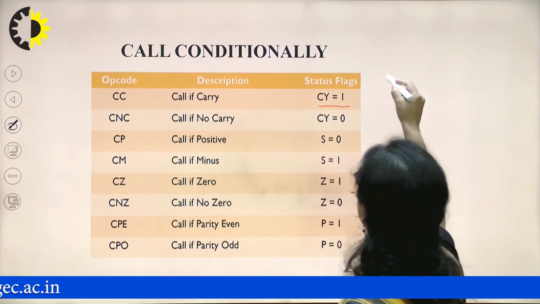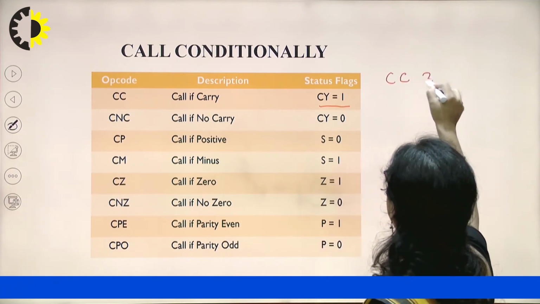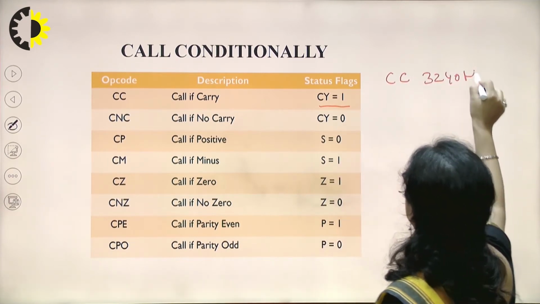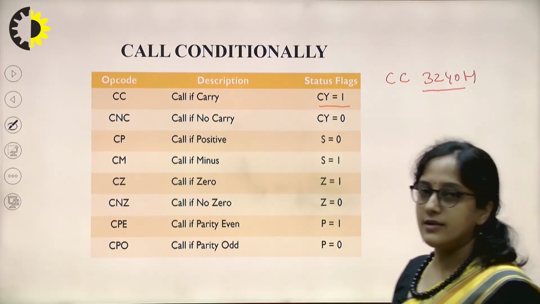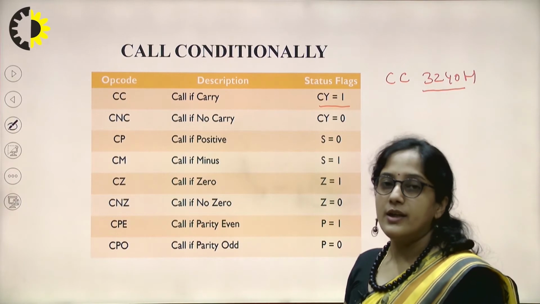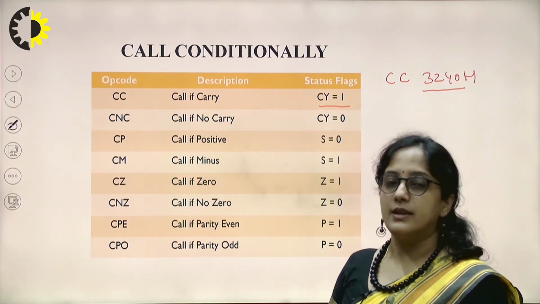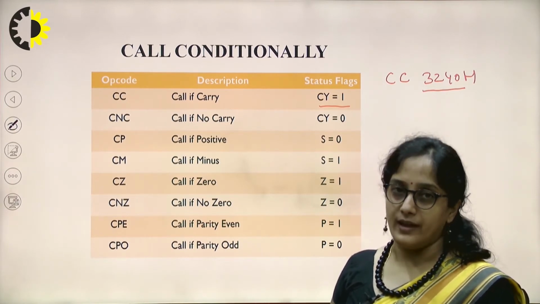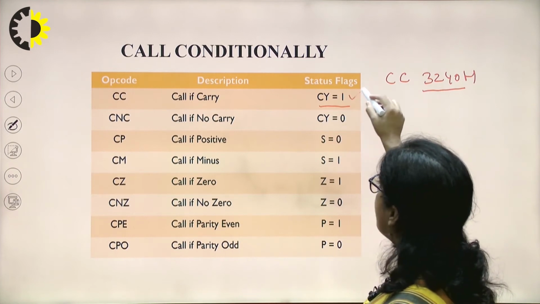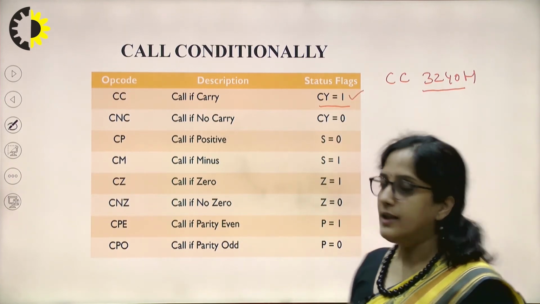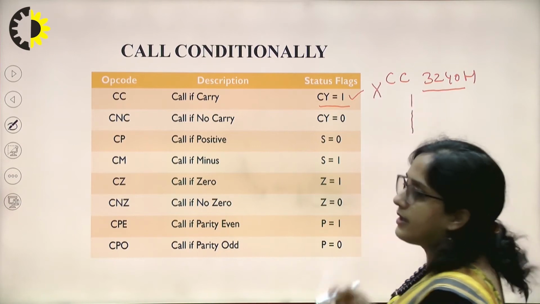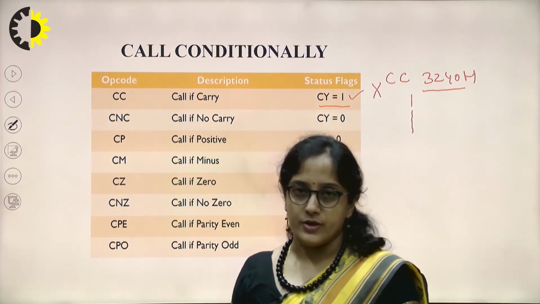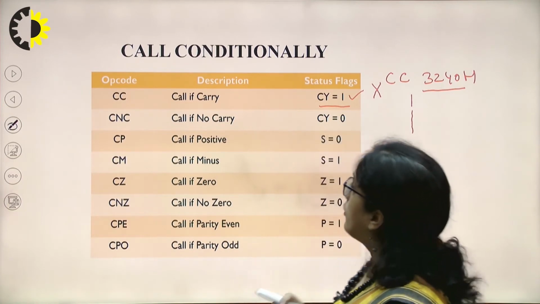Suppose I have written the instruction CC 3240. So 3240 is the location where I have written the subroutine. But this subroutine is called by the microprocessor in the main program only when the carry flag is set. If the carry flag is not set, then this instruction will not be executed and only the main program will be executed by the microprocessor.